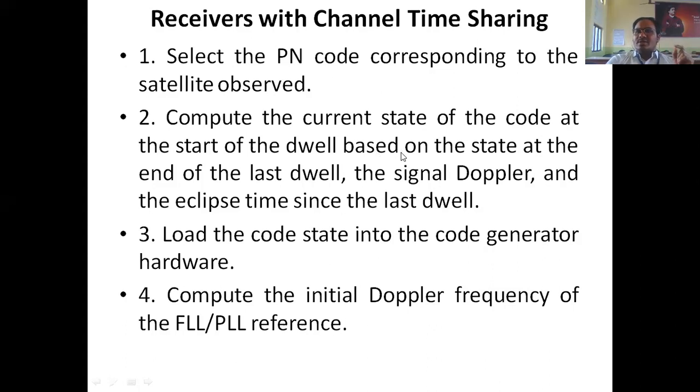Next. Then it computes the current state of the code at the start of the dwell, that is time duration, for how much time it is, based on the state at the end of the last dwell, the signal Doppler and eclipse time since the last dwell. Dwell means duration of the time. It depends on the end of the last dwell, the signal Doppler, if there is any Doppler effect, and the eclipse time since the last dwell, previously when it was received.